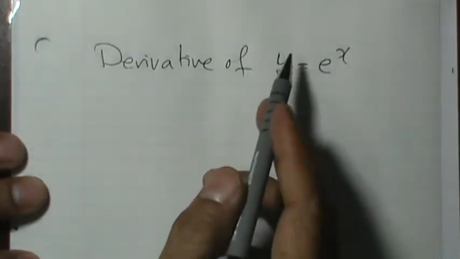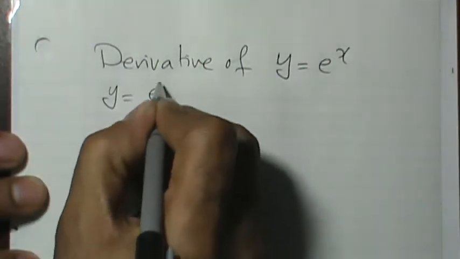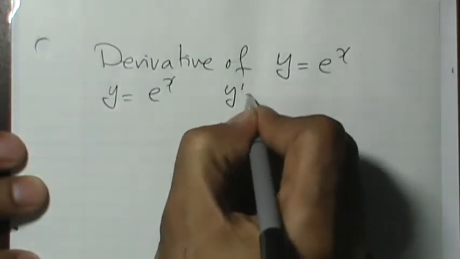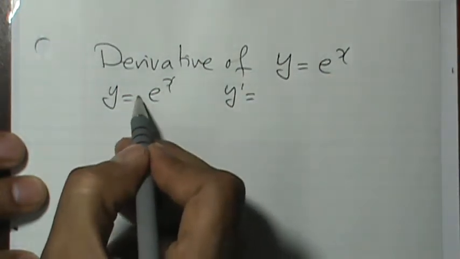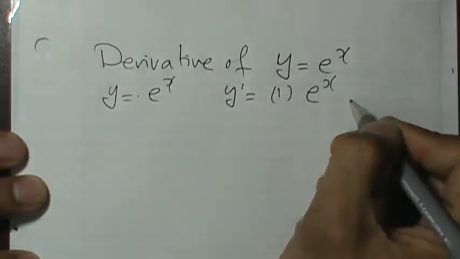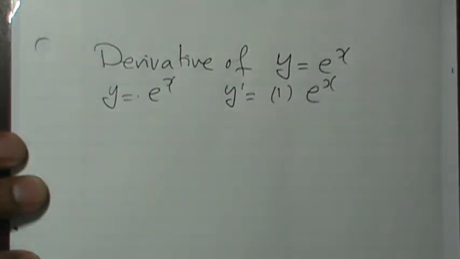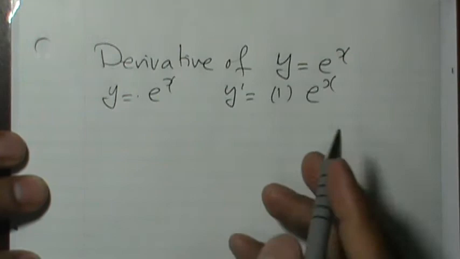Now, in order to find the derivative of this function, when we have y equals e to the power of x, the derivative would be the derivative of x multiplied by the coefficient of e, which is just 1, and we rewrite e to the power of x. You're probably wondering, how come the derivative of e to the x is e to the x? Let's prove this then.